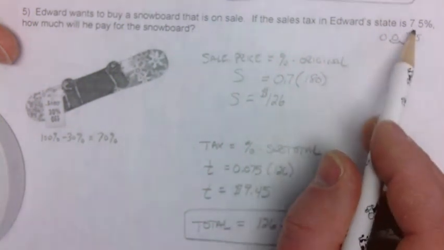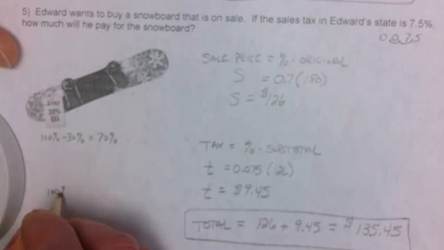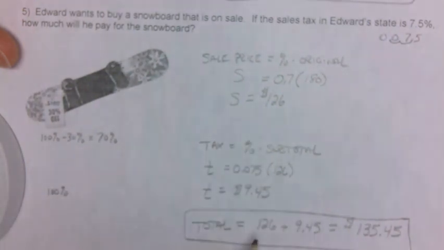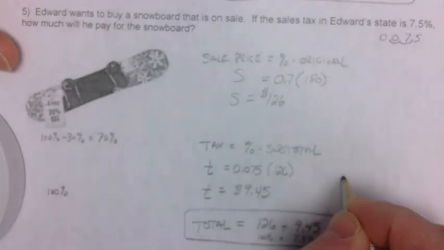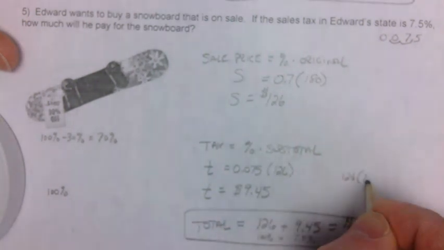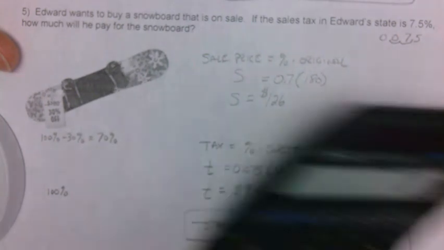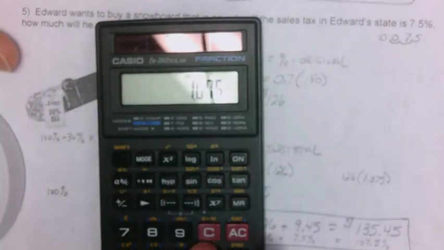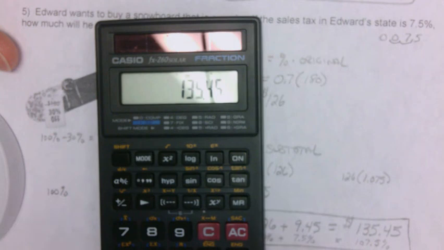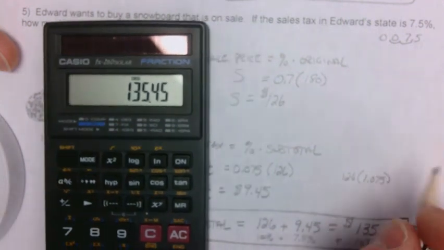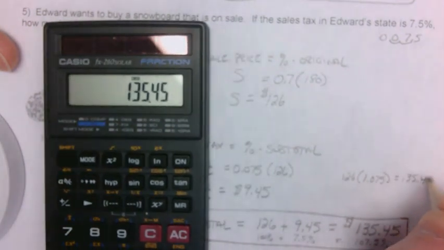Remember, tax gets added. So if we did 100% of the sale price, which was the $126, plus the tax, which was 7.5% of the sale price, then that means that the total price is 107.5% of the sale price. So all I could have done in 1 step is 126 times the decimal 1 and 75 thousandths. 1 and 75 thousandths times 126. And notice it gets us right to $135.45 in 1 step.